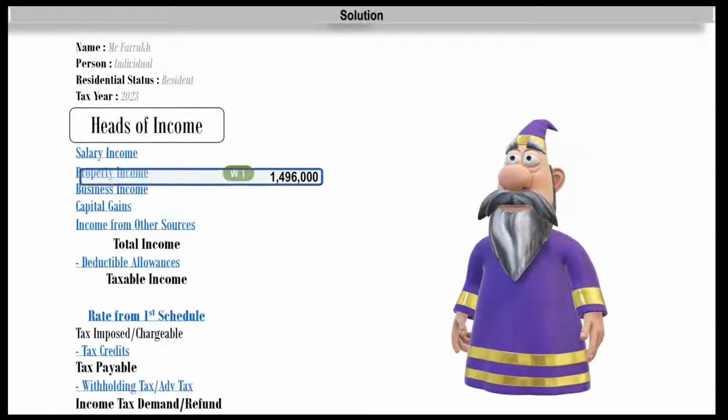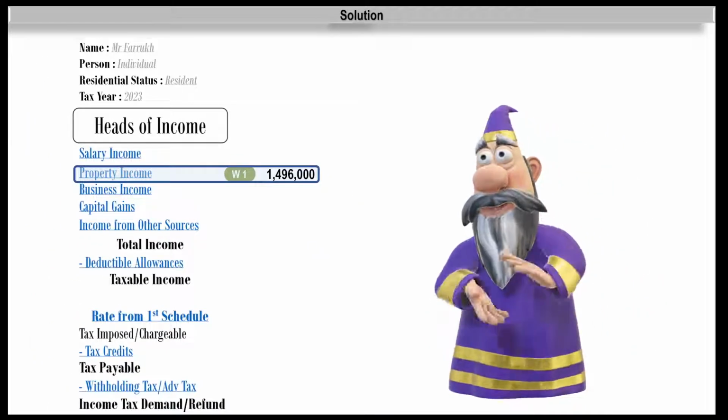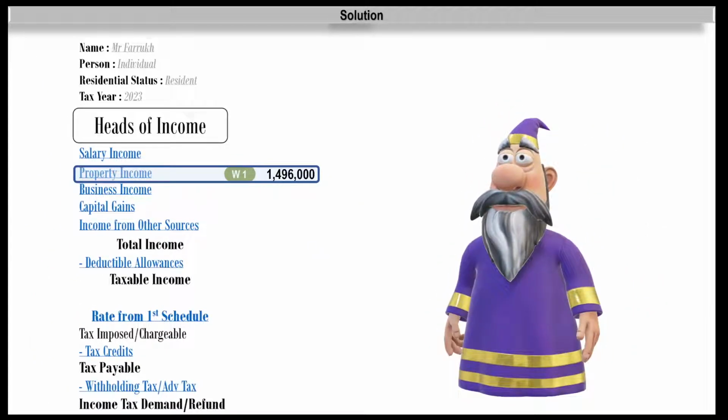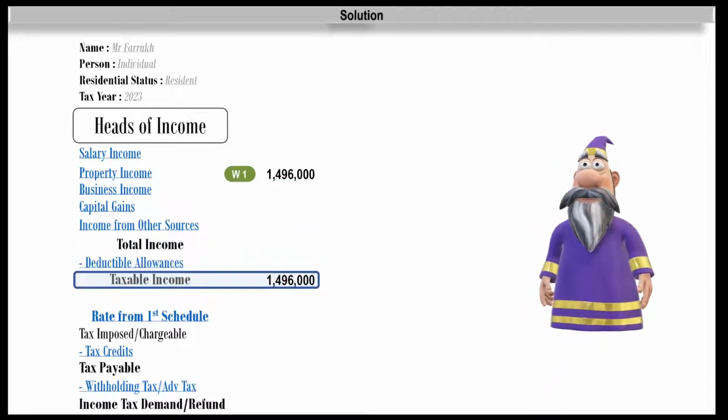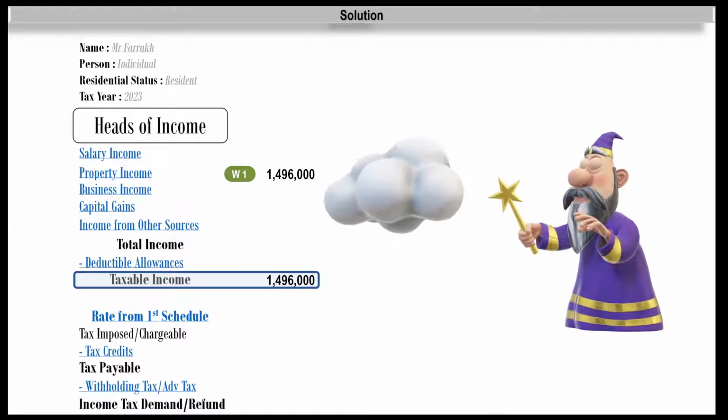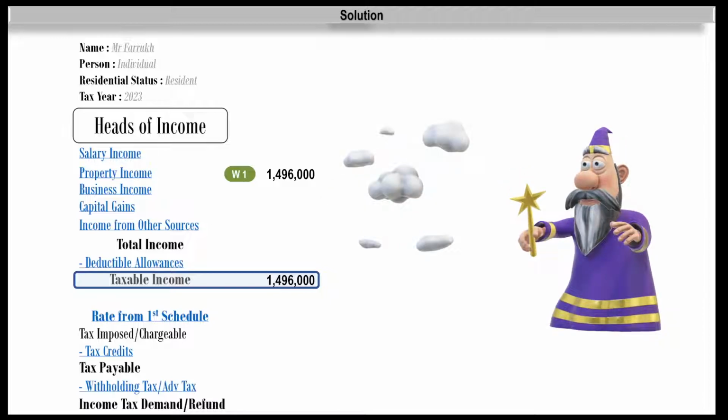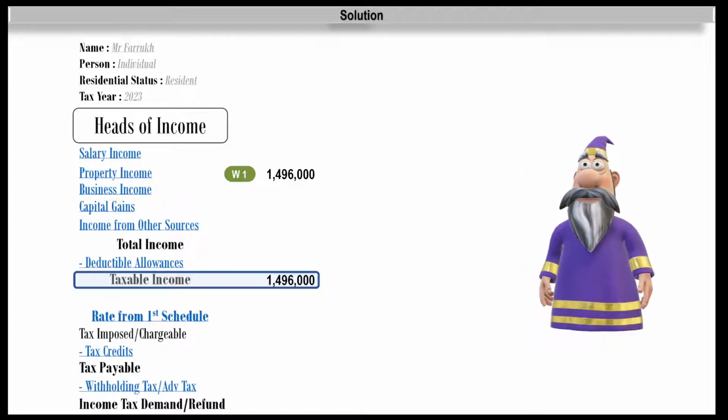Mention it in your main answer format. Also mention working reference for convenience of examiner. You are almost done. In absence of information about business income and any other item as well, we can easily calculate the magic number of taxable income. Taxable income comes to Rs 1,496,000.